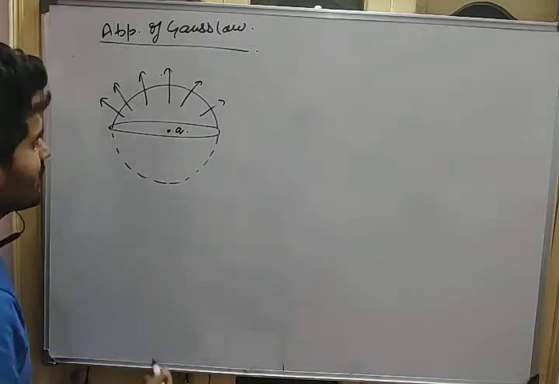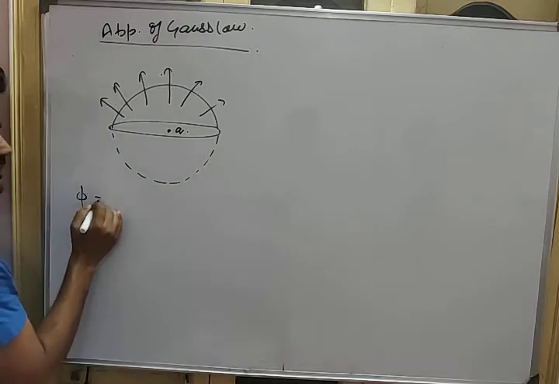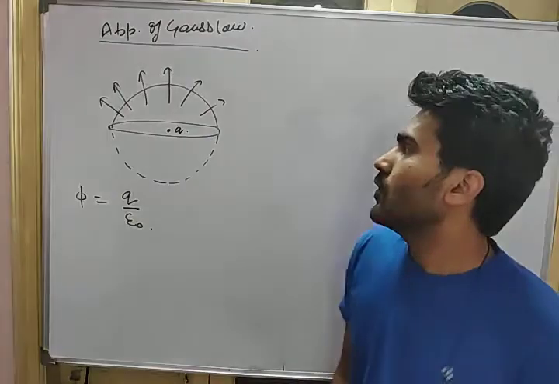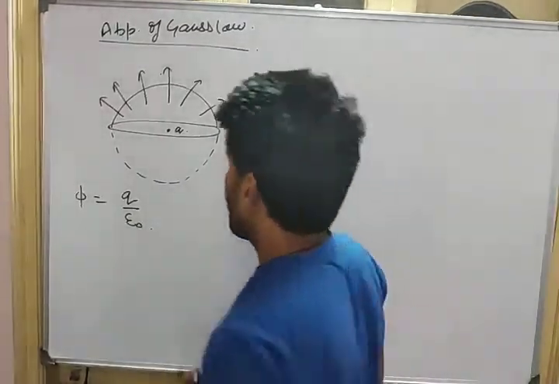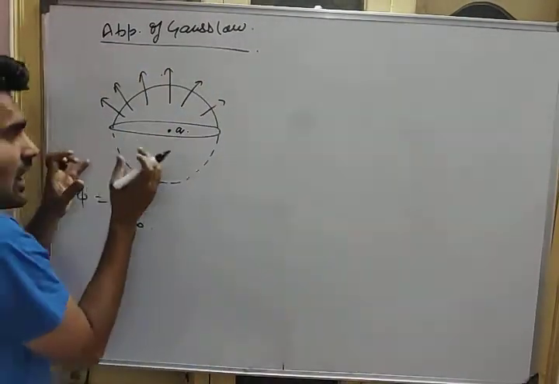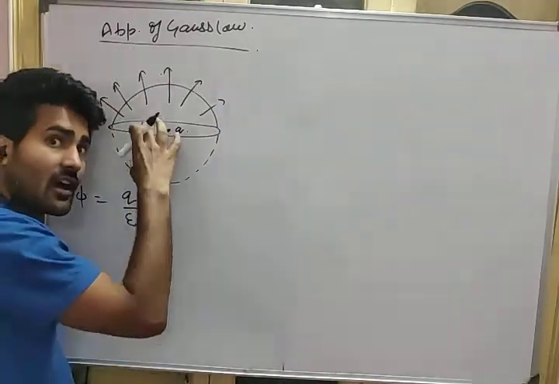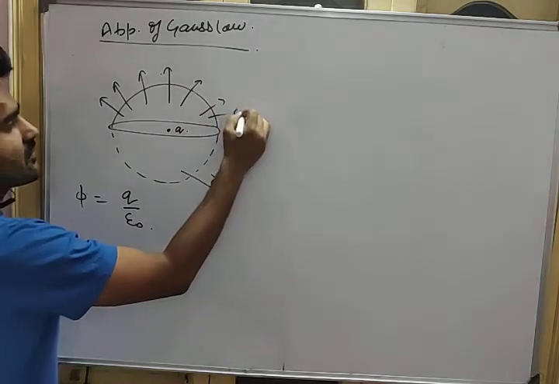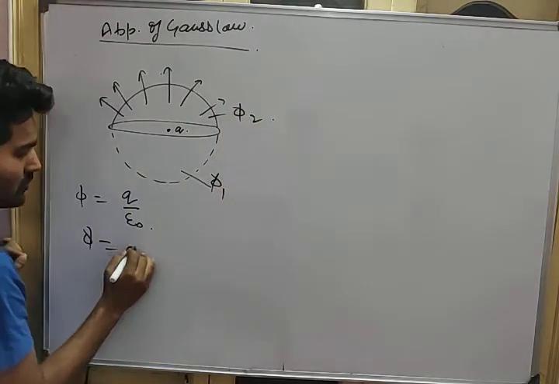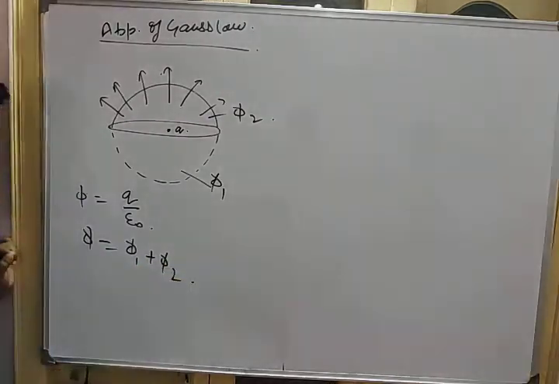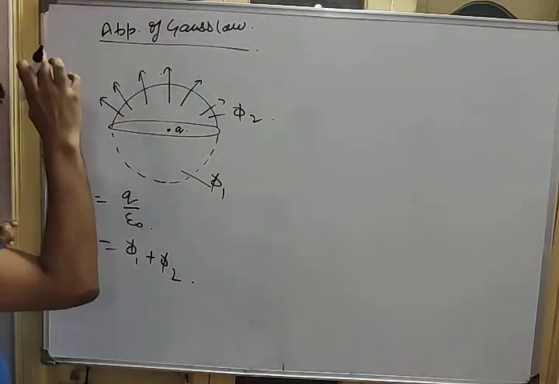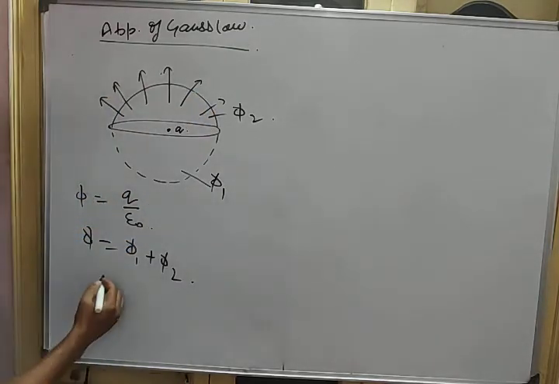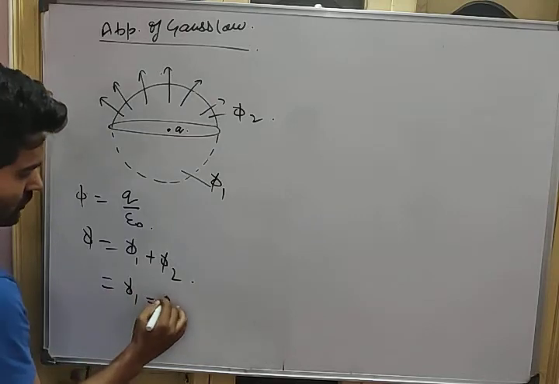We know that the flux leaking out of this surface should be equal to Q by epsilon. By which law? It is Gauss law, right? Now, as we know that this is a full geometry, half the flux will be leaking out of this surface and half leaking out of the other surface. Let us suppose this is phi 1 and this is phi 2. So phi will be equal to phi 1 plus phi 2, right? As you know, this is symmetrical, or we can say both are similar geometries. So we can say phi 1 equals phi 2, right?